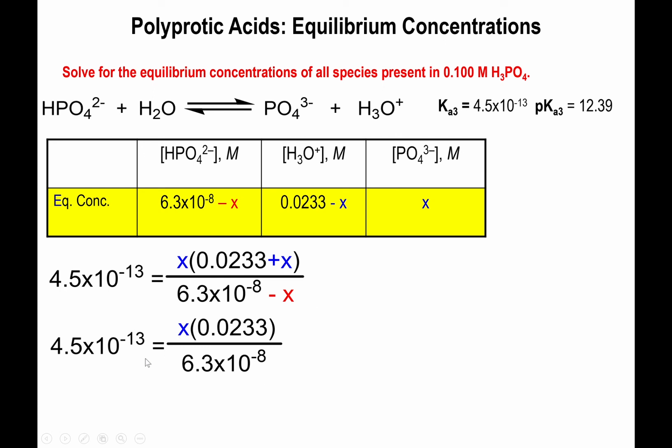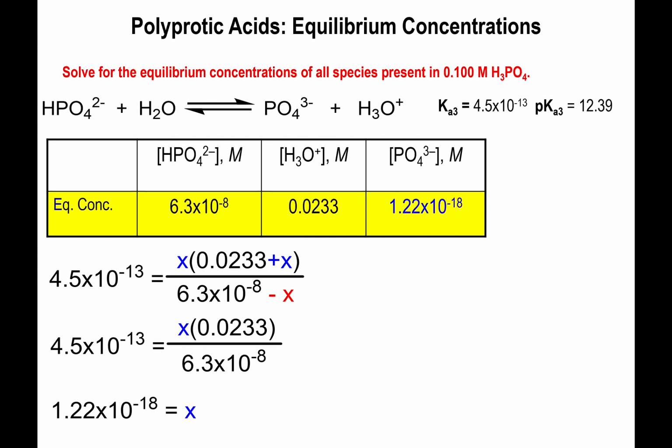And to solve for x, you will have to multiply your 4.5 times 10 to the negative 13 by 6.3 times 10 to the negative 8, press enter, divide by 0.0233 and press enter, and you'll find out the value of x is a ridiculously low number, 10 to the negative 18, right? This is not even femtomolar in concentration. We're talking about atto. This is in the vicinity of attomolar concentration, way too small. For all intents and purposes, you have no phosphate concentration present in there. That's way too small to even exist at the current pH.